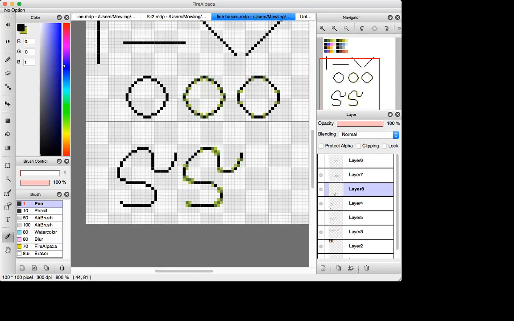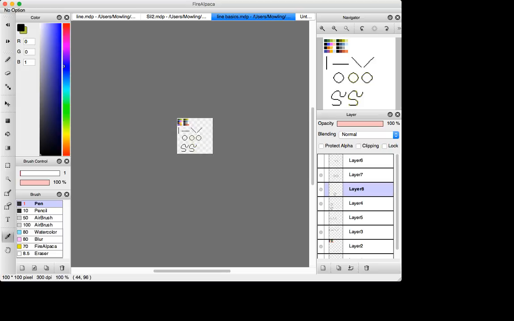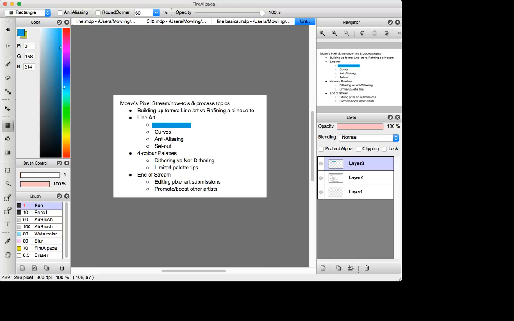You want to try to make the line read as the line, with a consistent weight throughout the stroke. So it's important to manage your curves very carefully. So yeah, does anybody have any questions about line segments and curves or AA or anything else that we talked about?